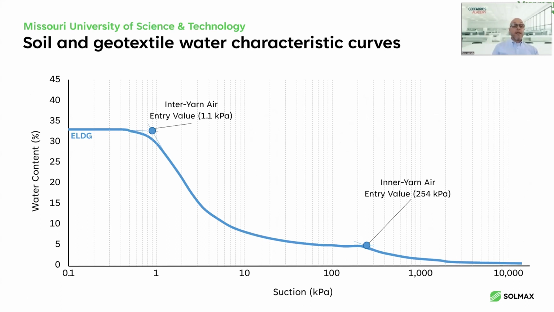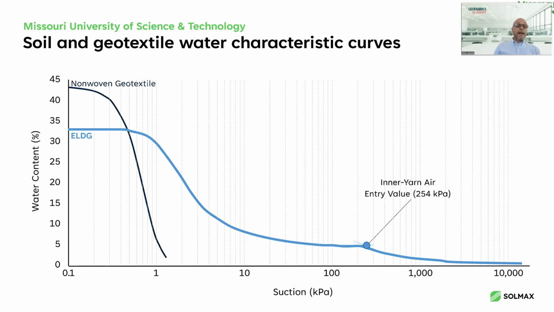So for the ELDG, we generated the air entry value. The one that's of real interest and importance to us is this one right here. This 250 kPa air entry value is actually a fair amount of suction that the fabric can generate in contact with the soil. If I compare that to a non-woven geotextile, you'll see that its air entry value is well under half of a kilopascal. It has no real affinity to draw moisture out, and that's because, again, this is a product that's typically made out of polypropylene.